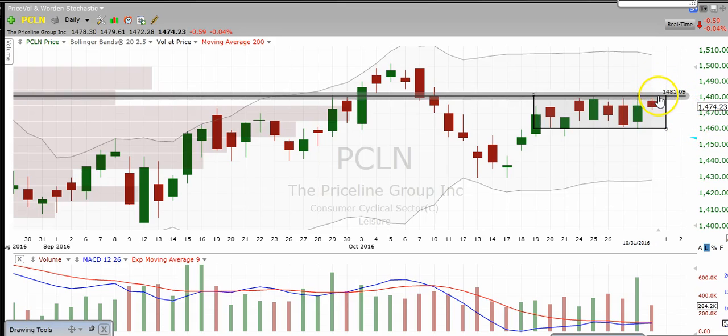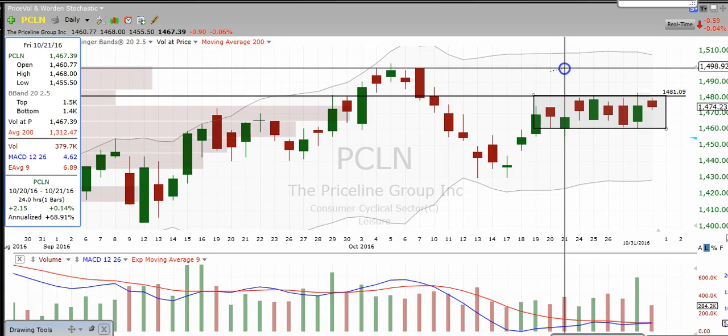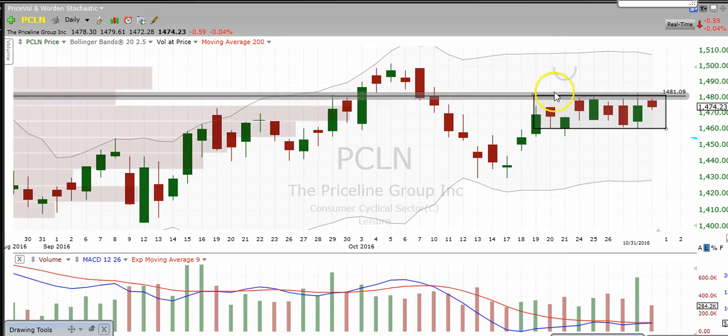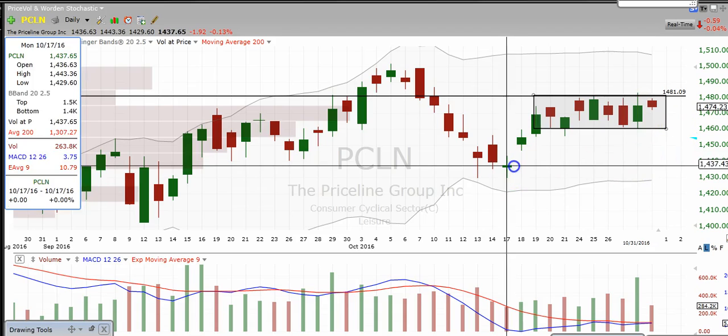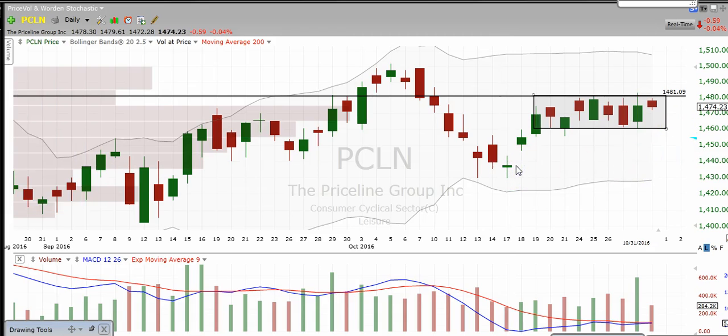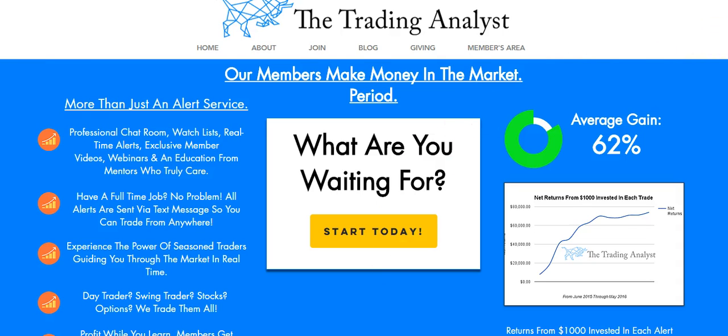So if we break over 1480, we're going to hit this 1500 level right here. If we break below 1460, we're going to come down here, fill this gap, and come down to 1440. Those are the levels that you need to be aware of here for Priceline, and you should do just fine.